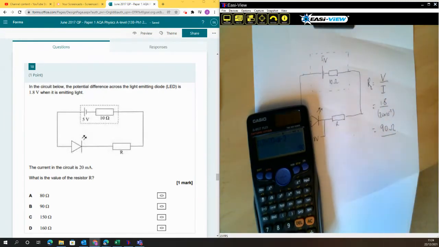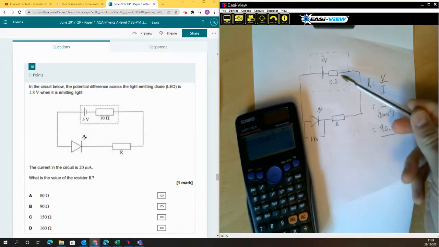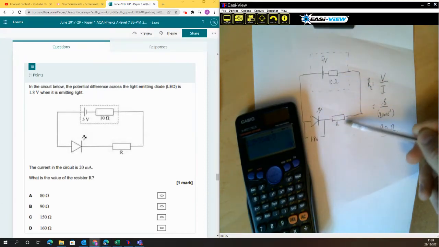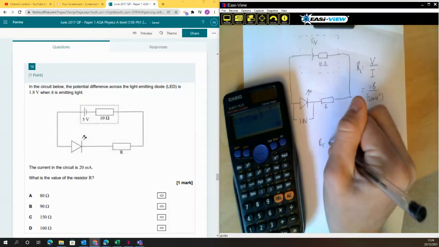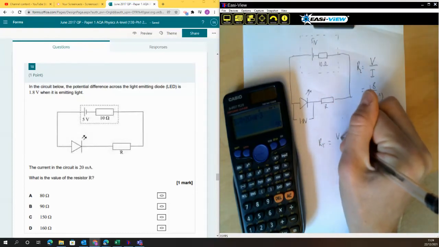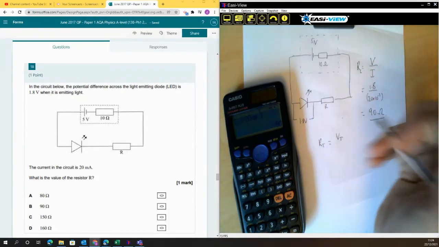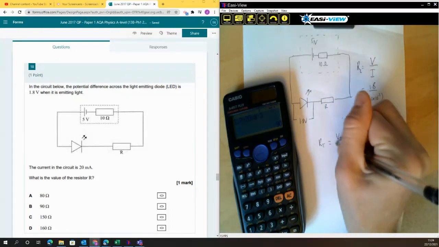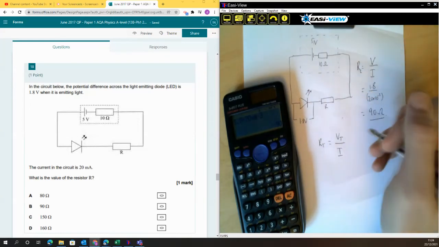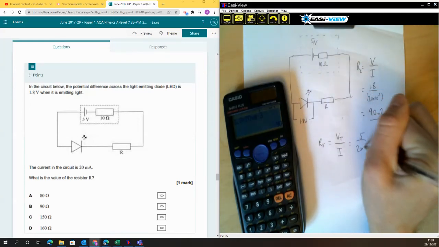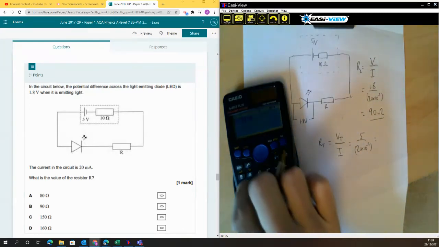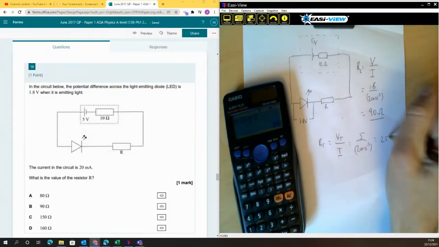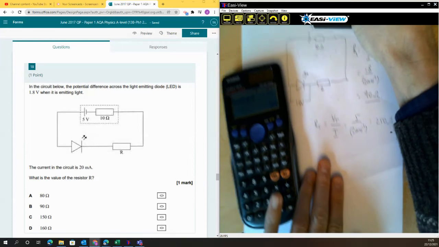So I now know that the resistance of this is 90 ohms, the resistance of this is 10 ohms, and this value will add to that because they're all in series to give me the total resistance of the circuit. I can find the total resistance of the circuit, RT, I'll call it, is the total potential difference supplied to the circuit, the EMF of the supply, which is 5. The current is the same all the way around, so that's going to be 20 milliamps again. So 5 divided by 20 times 10 to the negative 3 gives me 250 ohms. So the total resistance is 250 ohms.